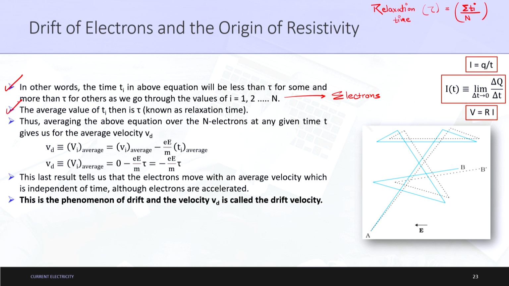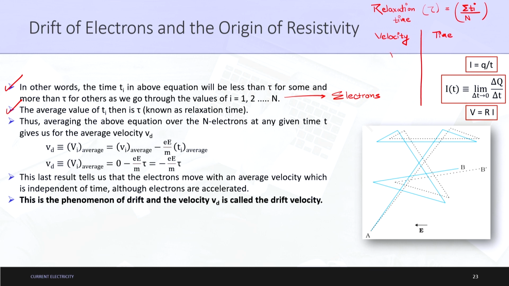Next concept: averaging the above equation over the n electrons at any given time t gives us the average velocity Vd. This is the average velocity Vd. So, till now, let me make a table of the different denotations we have used for velocities and for time.